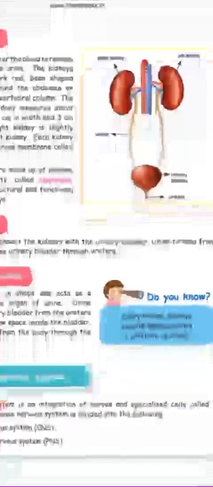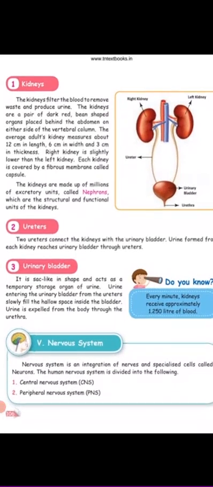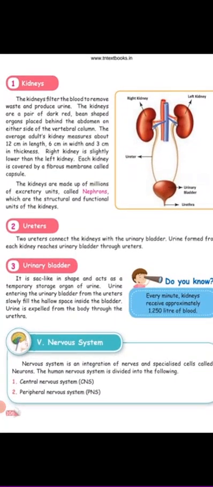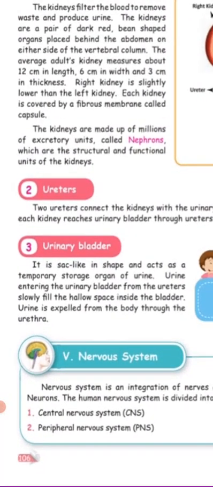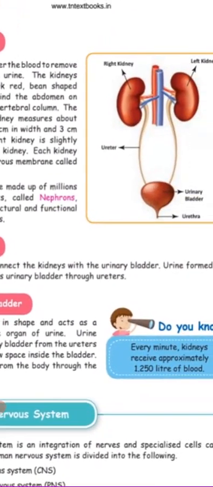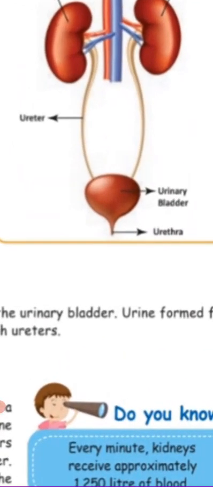So the two ureters connect the two kidneys with the urinary bladder. Urine formed in each kidney reaches the urinary bladder. So what is the urinary bladder? It is sac-like in shape. Can you see? It is called a sac-like shape.